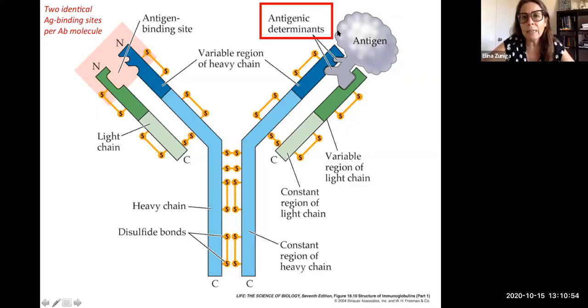The part of the antigen that gets in contact with the antibody receives the name antigenic determinants. The antigen binding site, as we said before, will determine the specificity of the antibody because it's the part that will bind to the antigen. And the constant region of the heavy chains will determine the biological activity of that antibody, for example, the capacity to activate complement, and we will learn more about that.